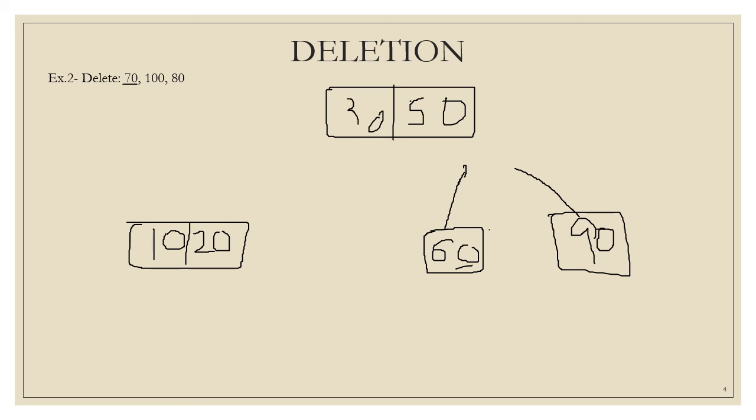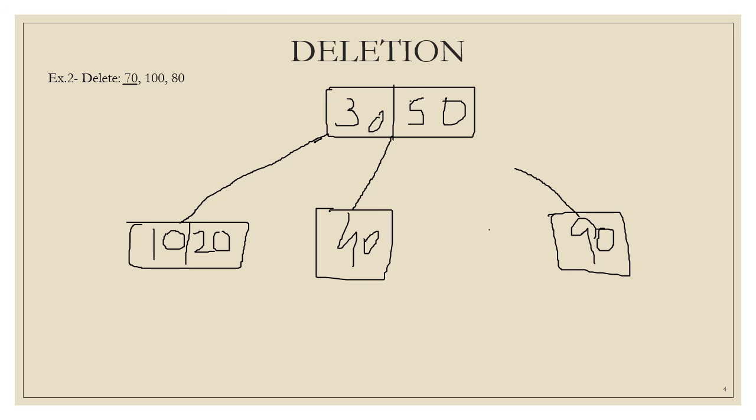If we take 30 over here, now this is easy, we can easily see that 10 and 20 are smaller than both 30 and 50. 40 lies between 30 and 50, so it can become the center child. And 60 and 90 can be joined together because they are both greater than 30 and 50. So now the tree looks like this. And this is the final tree after performing the deletion of 70, 100 and 80.